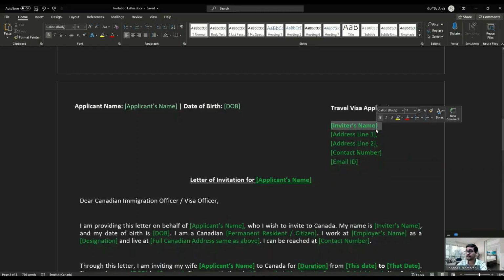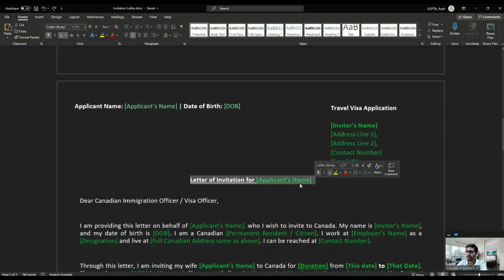I have the inviter's name here, their Canadian address, contact number and the email ID. And below I have the subject line, which is the letter of invitation for this applicant. In this format, I am addressing this letter directly to IRCC. So I have written, Dear Canadian Immigration Officer or Visa Officer, I am providing this letter on behalf of this applicant whom I wish to invite to Canada.